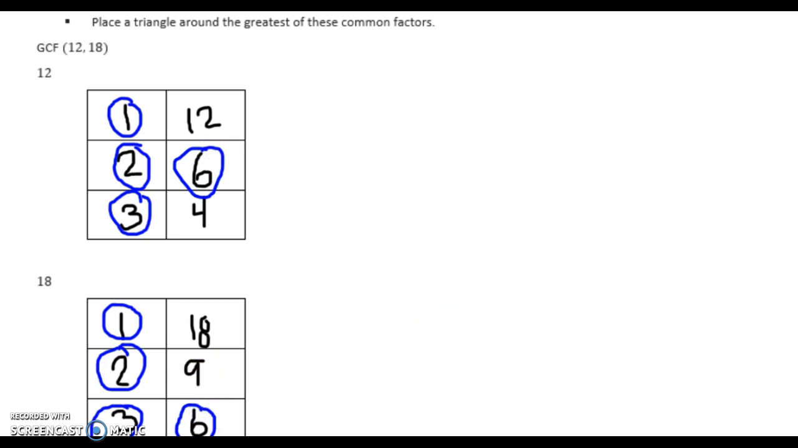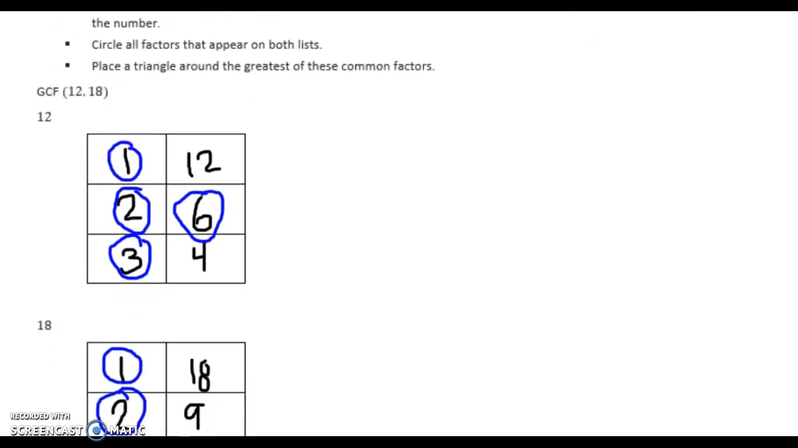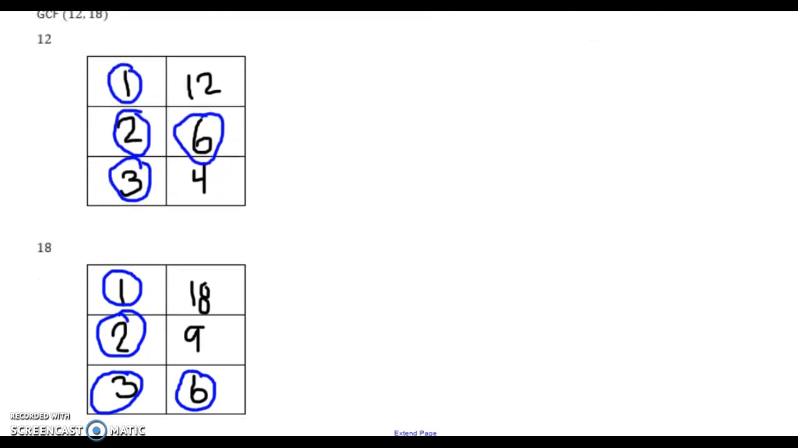So now the next set of directions says I'm going to place a triangle around the greatest of these common factors, or the largest of these common factors. So looking at 1, 2, 3, and 6, what is the largest number? 6. So 6 would be my GCF of 12 and 18.